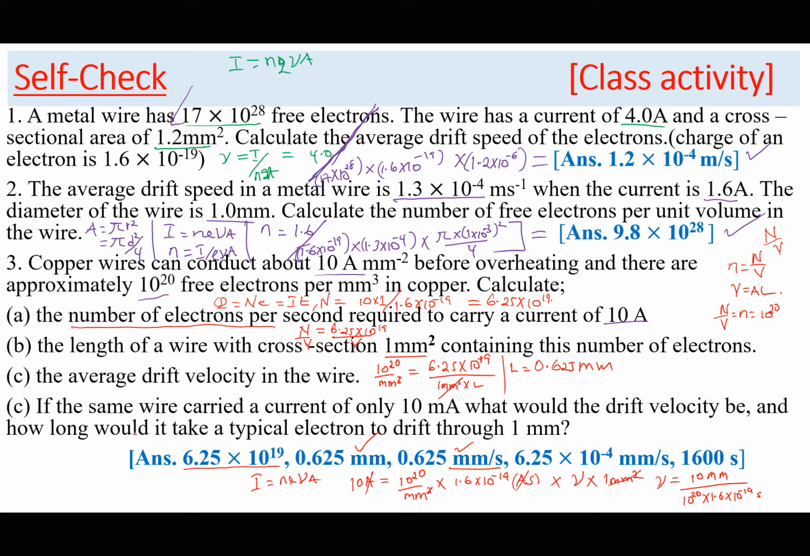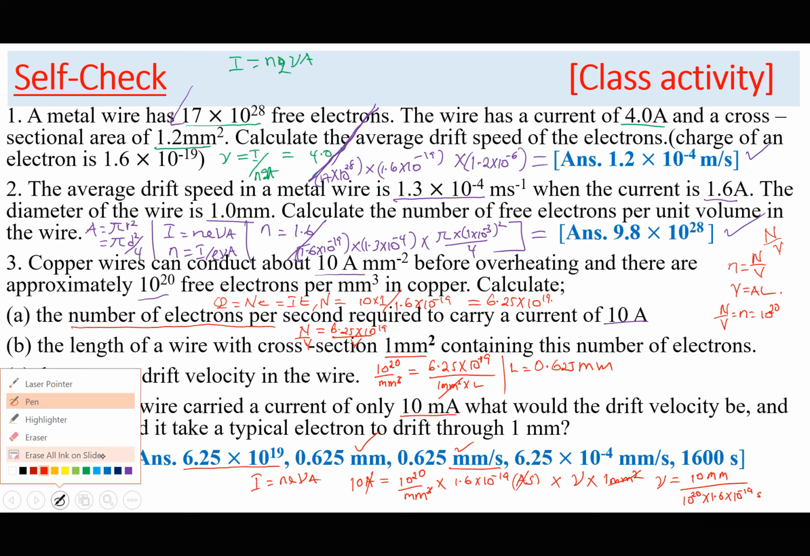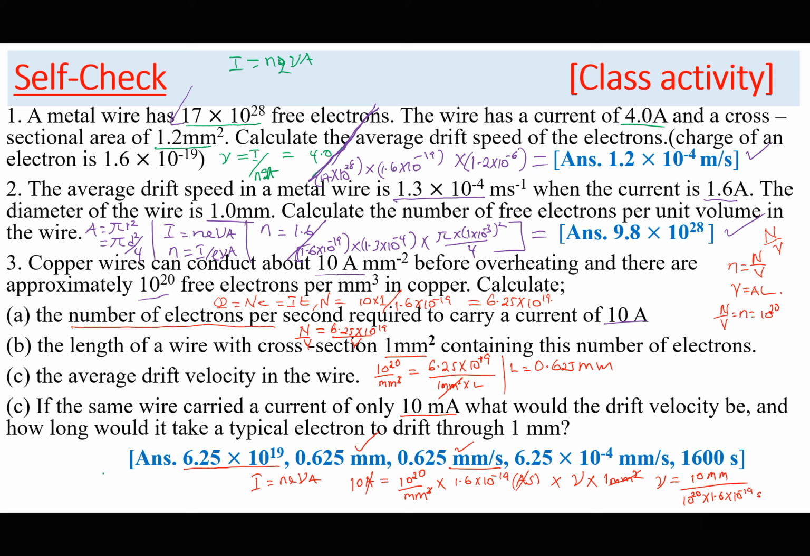Then, if the same wire carried a current of 10 milliamperes, what would the drift velocity be, and how long would it take a typical electron to drift through 1 millimeter? Since I don't have enough space, I'll change the color. Of course, if you are doing this in a book, there's nothing to worry about. So this time the current is 10 milliamperes, so you just substitute where there is 10 amperes, you put there 10 milliamperes.